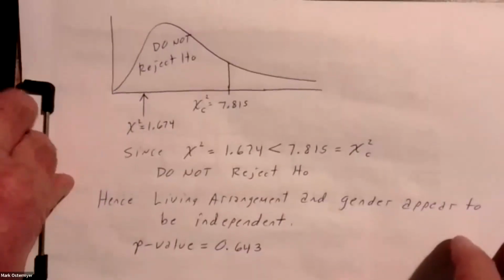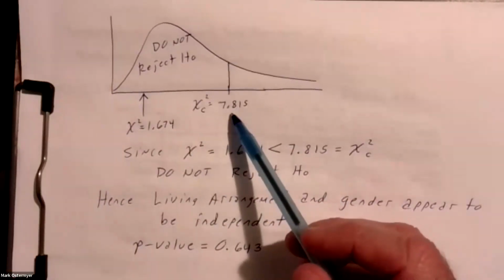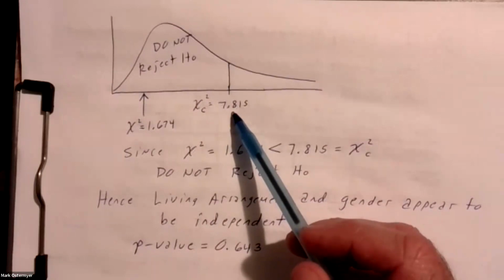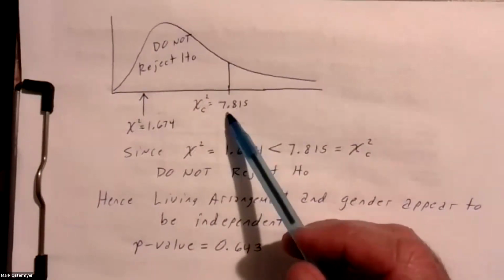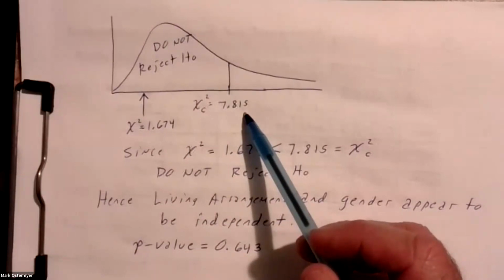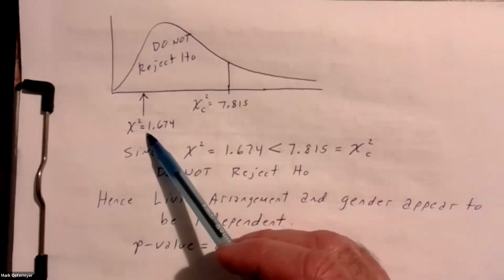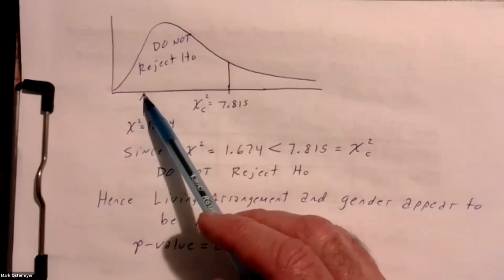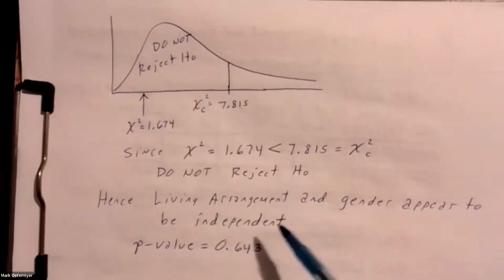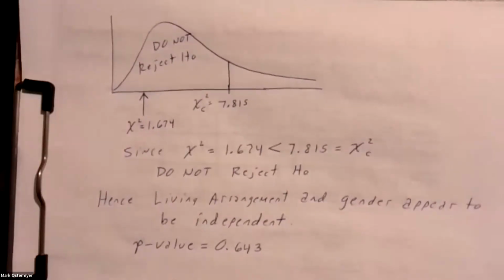So this is what the chi-square distribution looks like. Our critical chi-square value from the table in the back of your book, appendix table A-6, gives you 7.815 for the critical chi-square value. You can see that the test statistic falls very, very safely in the do not reject region. And therefore, ladies and gentlemen, we cannot reject the null hypothesis here, and therefore we must state that living arrangements and gender appear to be independent of one another. So there does not appear to be any dependency upon living arrangement and your gender.